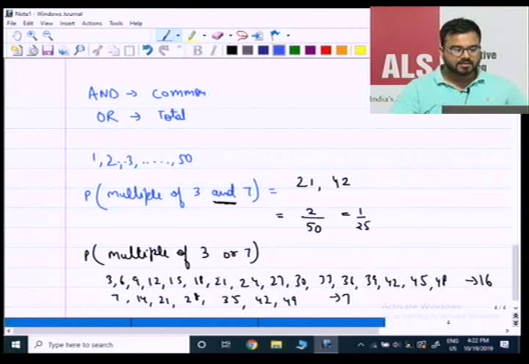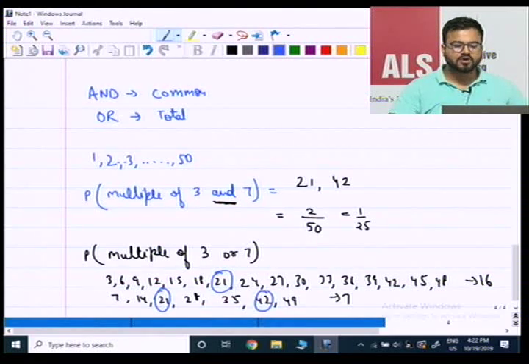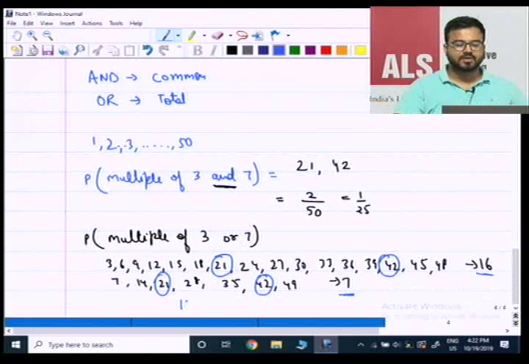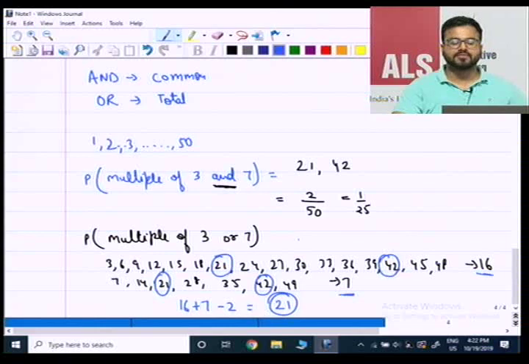Like we can see, this 21 is common in both of them. 42 is common in both of them. So total multiples of 3 and 7 are 16 plus 7, which is 23. But we will count this 21 and 42 exactly once, so we'll subtract 2 of them. So 16 plus 7 minus 2, which is 21 multiples of 3 or 7. So probability will be 21 over 50. That is the answer.